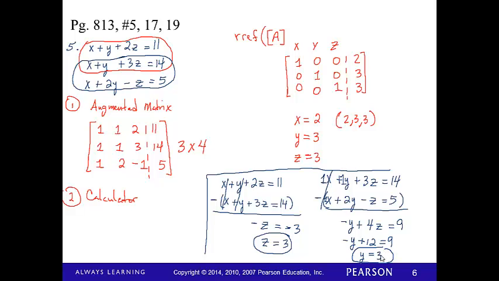And then the last thing to do is take the y and the z, plug it into any of these equations, and solve for x. And you should come up with x equals 2. Okay, so you can either do it by hand, or you can use matrices and your calculator.